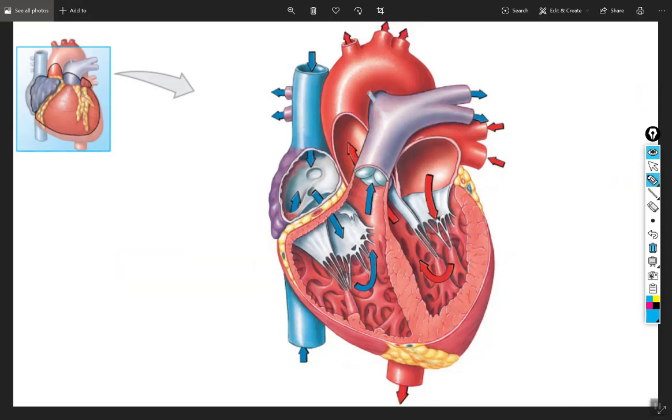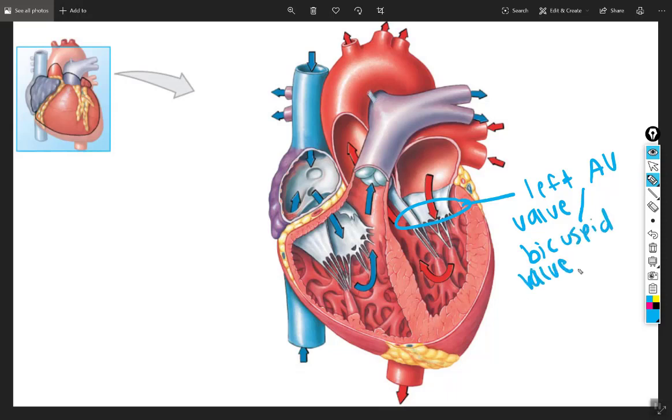So assuming you can do that, you can also decide which valve you're looking at. So over here, on the left side, we have the left atrioventricular valve. I'm going to abbreviate that AV valve because I have limited room to write here. It's also called the bicuspid valve. And it's also called the mitral valve. So this is one of those pesky things in anatomy that has three names.